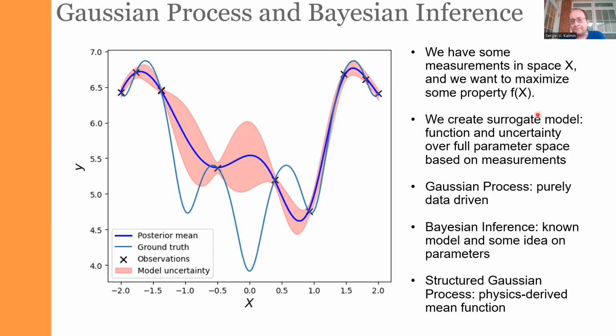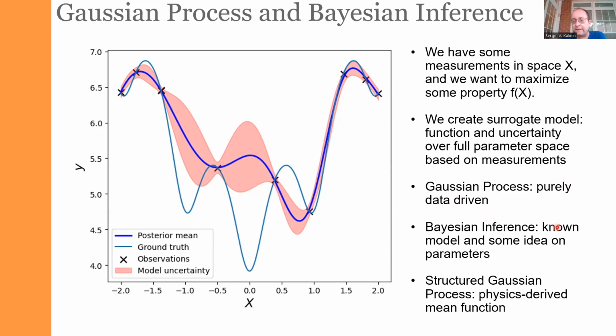Anyway, what we generally do in Gaussian processes is create a surrogate model, meaning the function and uncertainty over the full parameter space based on measurements. So we assume that we want to know the function everywhere. We've done measurements in some specific locations. We want to reconstruct the function based on these measurements as best as we can, and we want to reconstruct it along with the uncertainty. So the Gaussian process in this case is purely data driven.